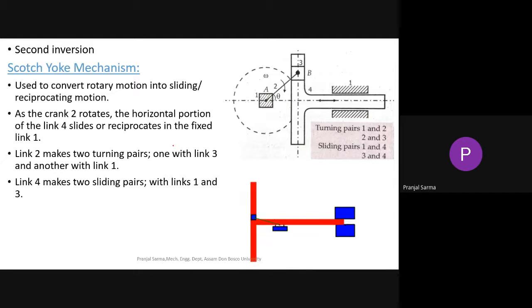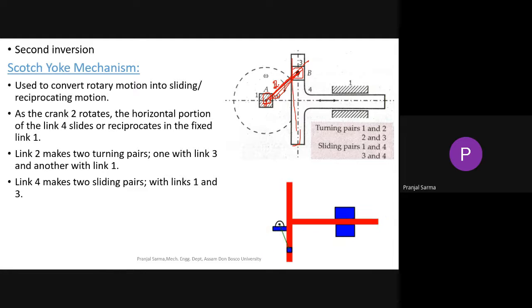Next inversion of the double slider design is known as the Scotch-Yoke mechanism. This mechanism is used to convert rotary motion to sliding or reciprocating motion, as is evident from the GIF here. We have this fixed portion and this crank. At the end of the crank we have the slider, and the slider is placed in this T-shaped portion. This crank portion we are numbering as link number 2.